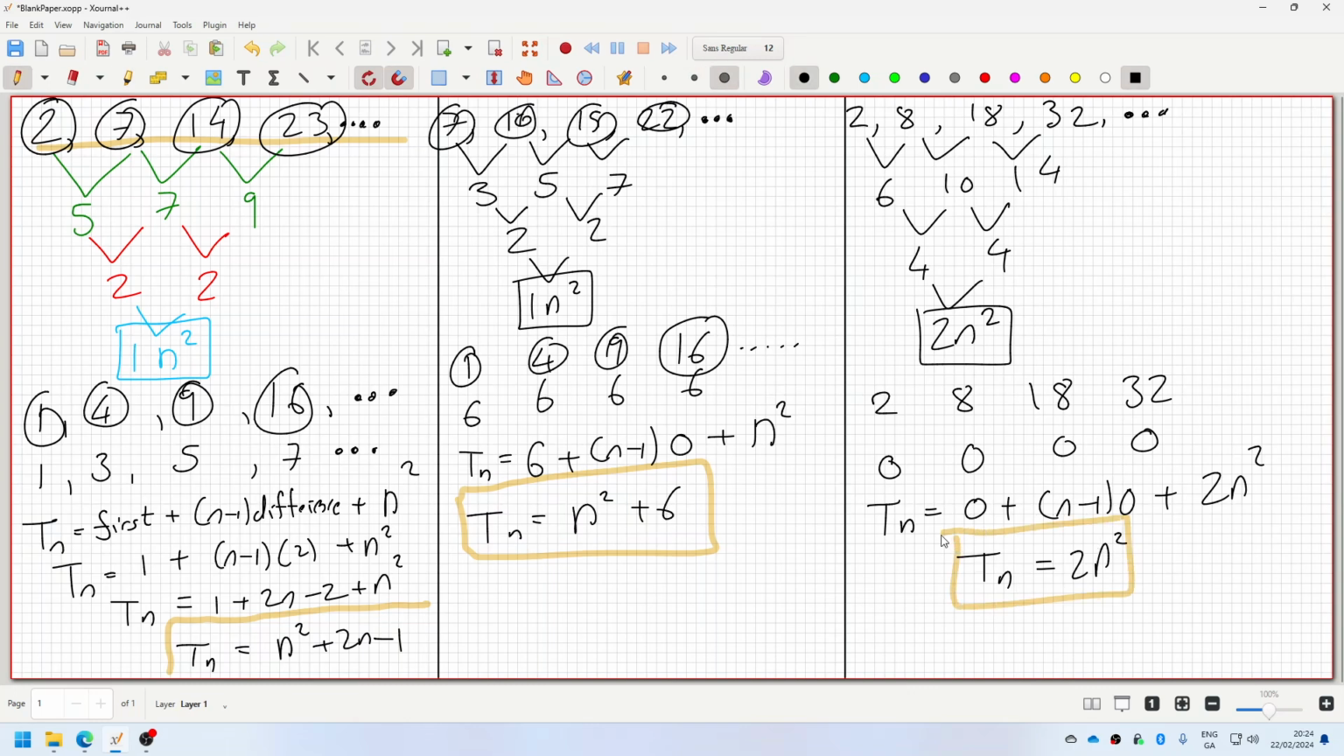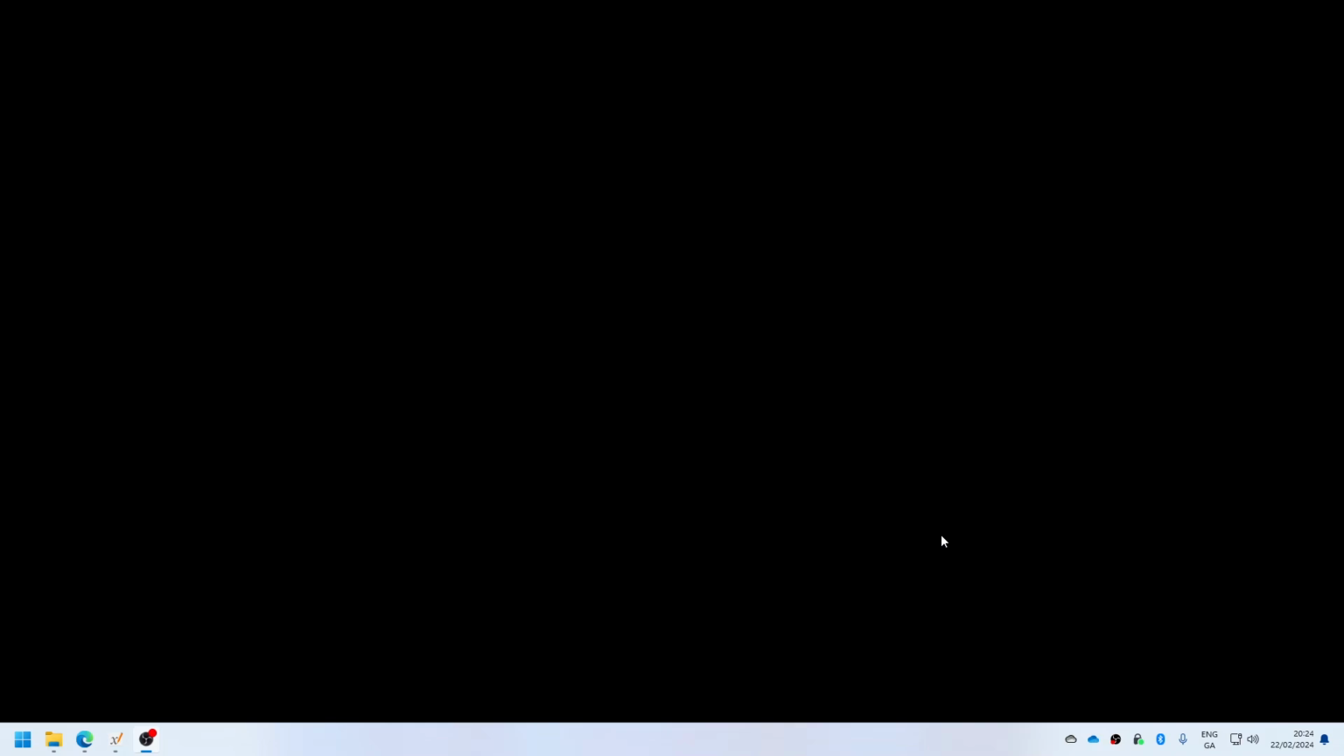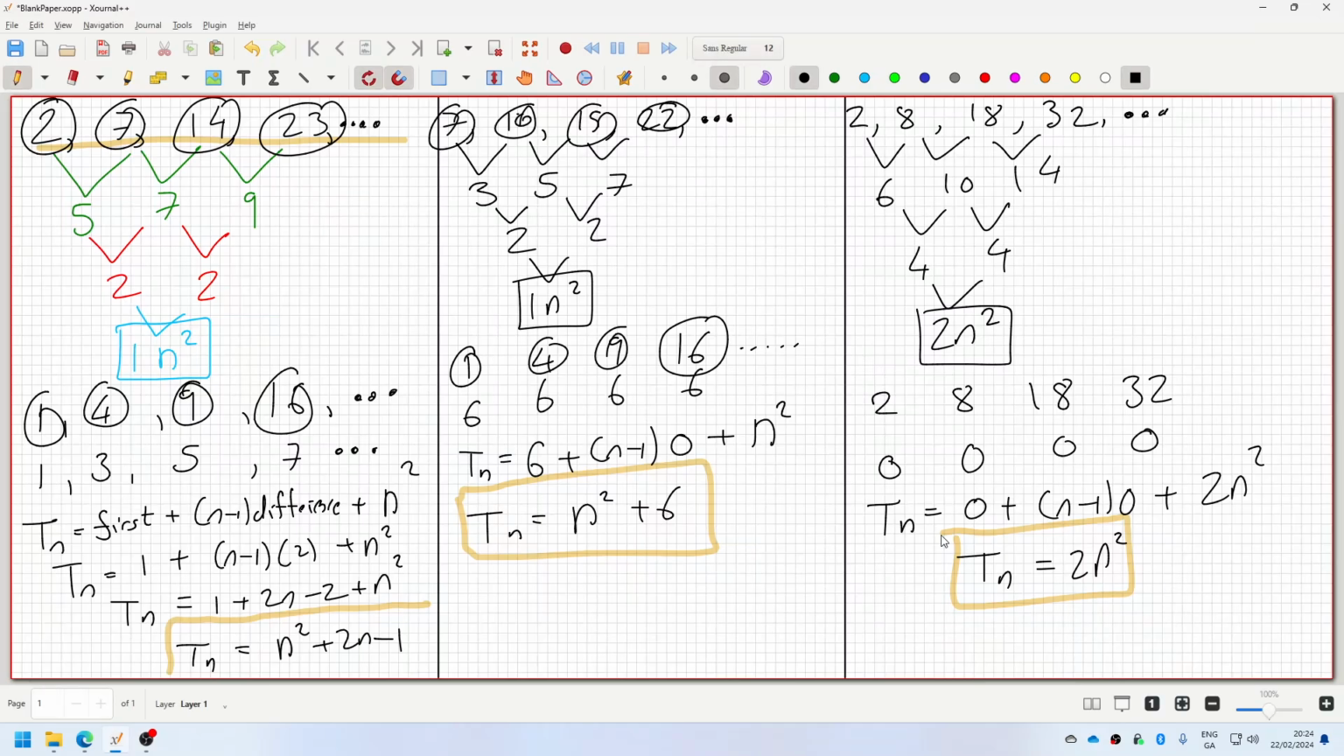There we go. How long did that take? 4 minutes and 32 seconds. Wonderful. I hope you find this method helpful, and I hope it saves you a lot of time in the exam. This is, as far as I can tell, the quickest and easiest way to solve these problems. The problem of finding the formula for the nth term of a quadratic sequence, i.e. Tn. Okay.